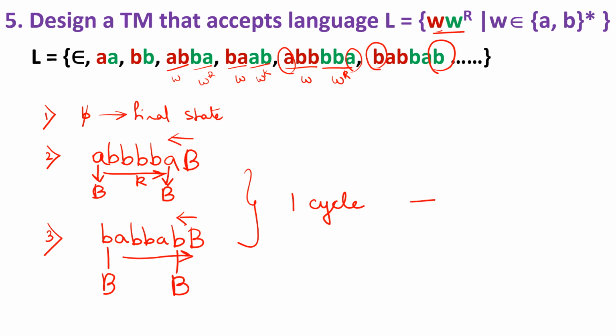Go back to the initial state and again check if it starts with A, then follow these rules. If it starts with B, follow these rules. Complete one cycle. Go back to the initial state. So this is the logic used. So using this logic, let us design the Turing machine.